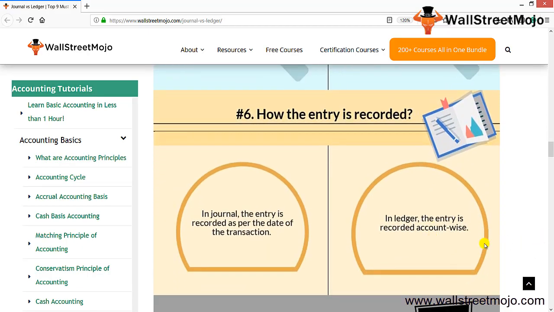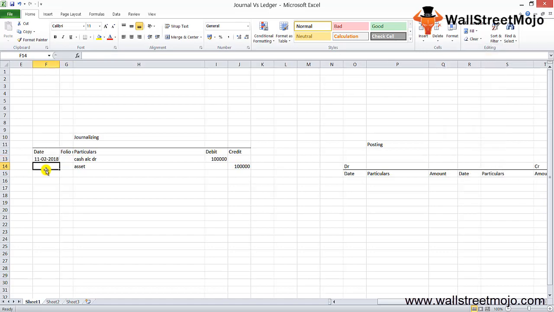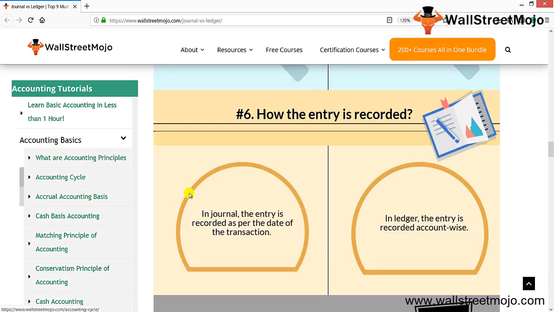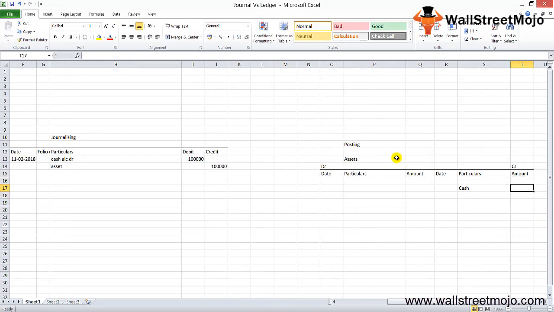Sixth, now how the entry is recorded. In the journal, the entry is recorded as per the date of the transaction, as per the date over here. This is, let's say, 11 to 2018. So this is how it may be recorded, date wise. And in the ledger, the entry is recorded account wise. Let's say this is basically an asset account. Okay, so this is an asset account, and the same entry of the cash will come over here as cash account, and 10,000 amount over here.